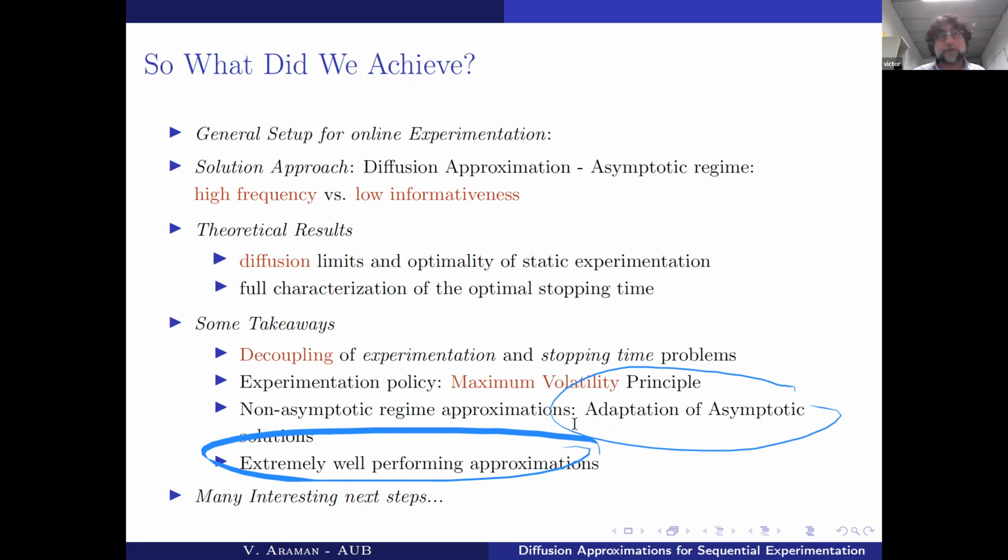The interesting next step, which we're doing right now, is to look at a theta that takes multiple values. We already have a feeling from our analysis that most of the managerial insight will hold. So the maximum volatility principle should hold for theta with multiple values, but then the experiment will not be a static experimentation in this case.